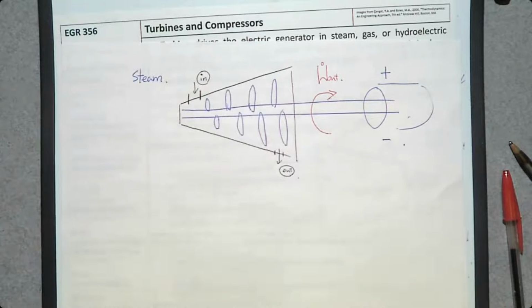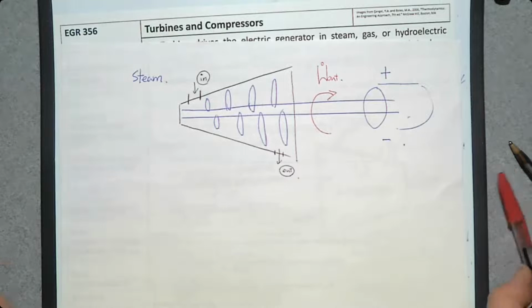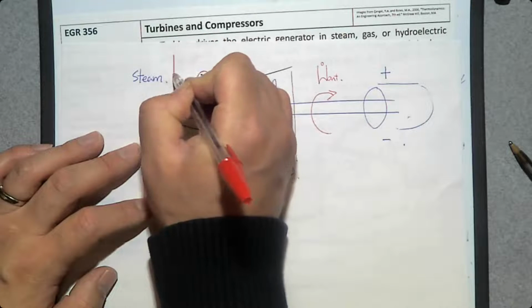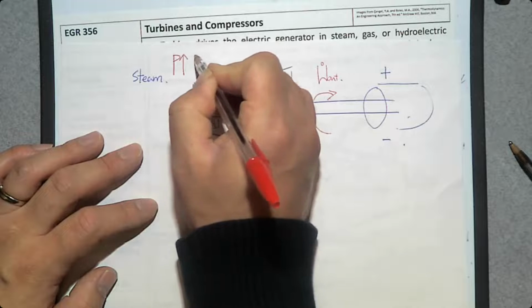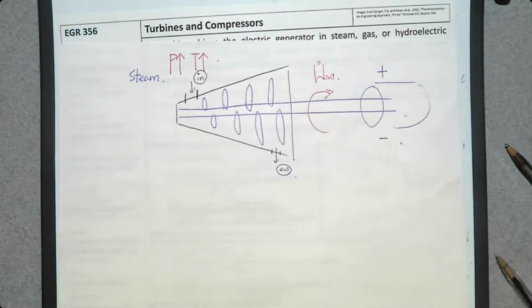Then this steam should be at high pressure and high temperature. So how can we produce high temperature, high pressure steam? By heating water, right? How can we heat water? By burning fossil fuel. That's how we produce electricity. By having nuclear reaction, by concentrating the sunlight. So that's how we produce high pressure, high temperature steam.